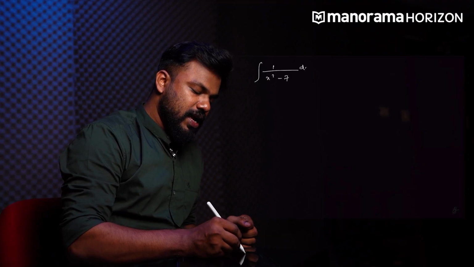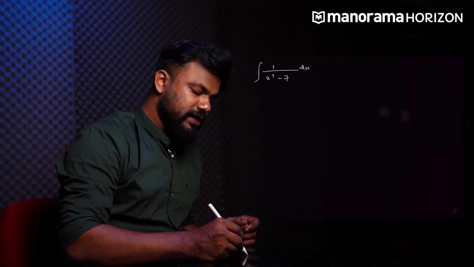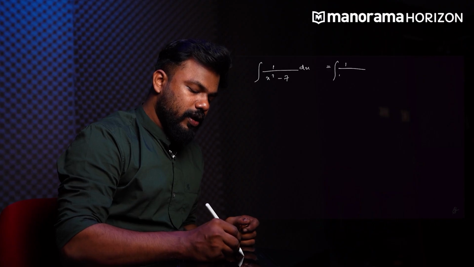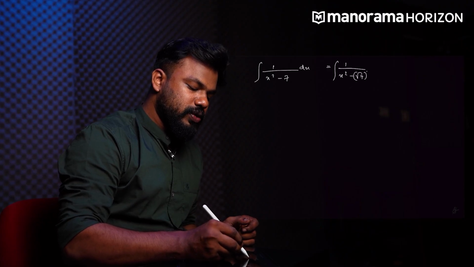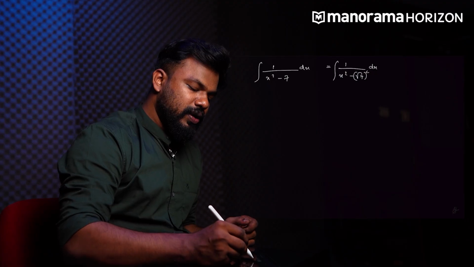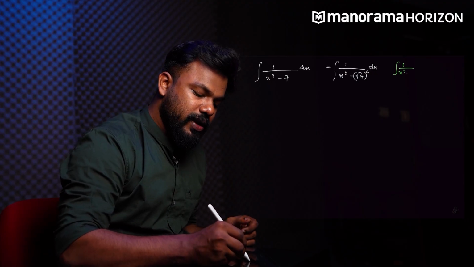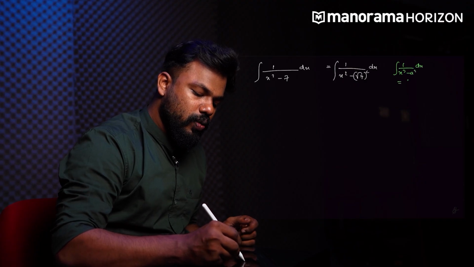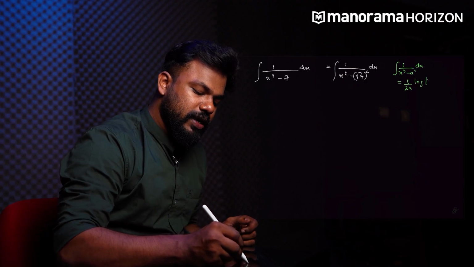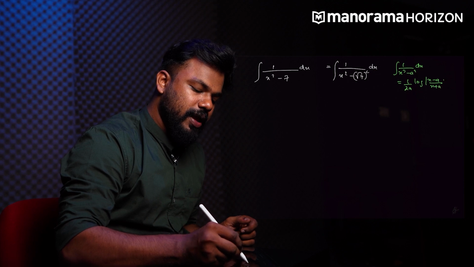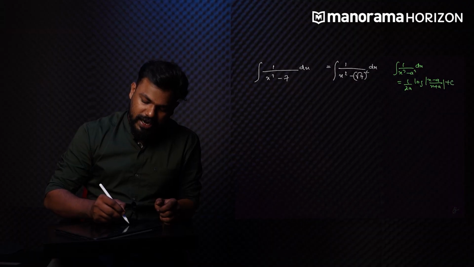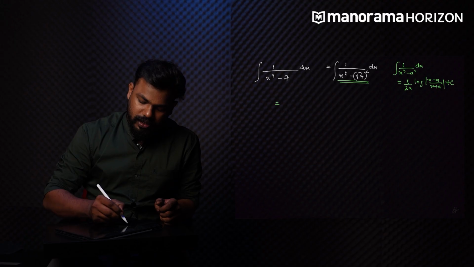Now if I ask you what is the integral of 1 by x square minus 7 dx, can we write 1 by x square minus 7 as the integral of 1 by x square minus root 7 the whole square dx? Yes. Now it is of which form? The one that we just studied, that is 1 by x square minus a square dx is 1 by 2a log mod x minus a by x plus a plus c. So if I do that, for 1 by x square minus root 7 the whole square, I will be getting 1 by 2 root 7.